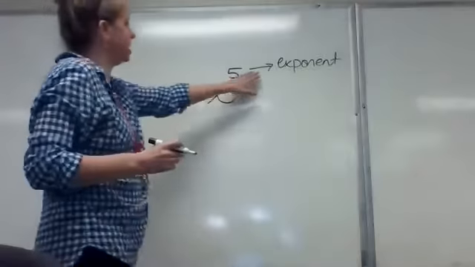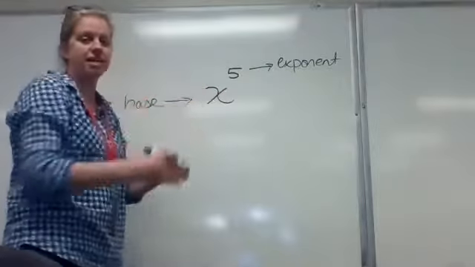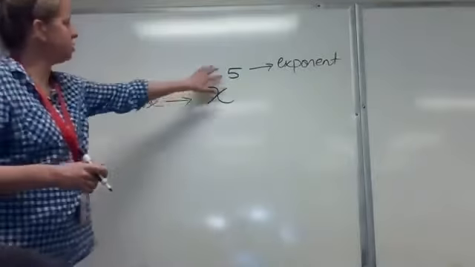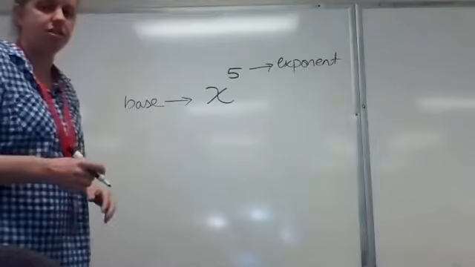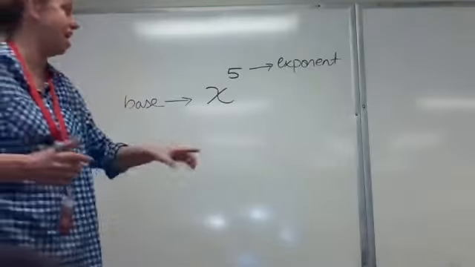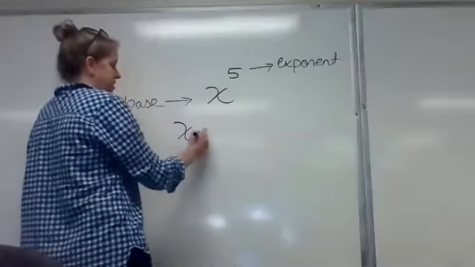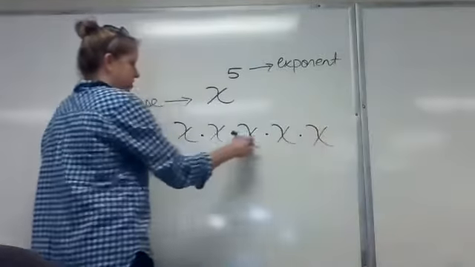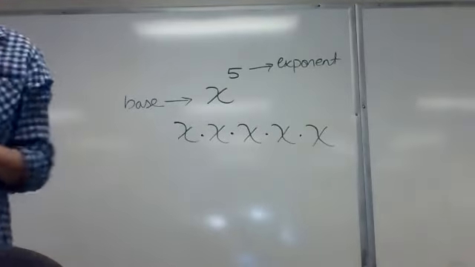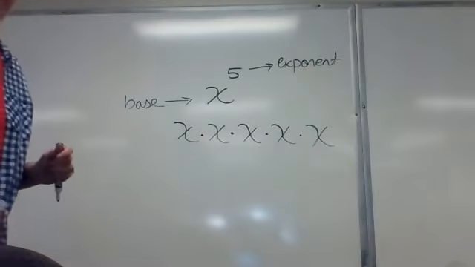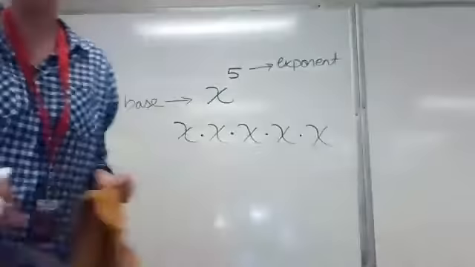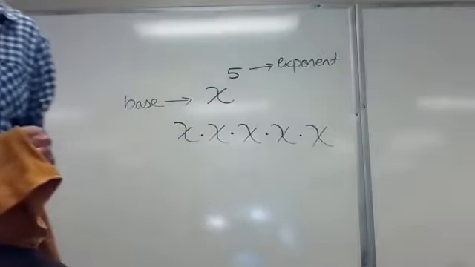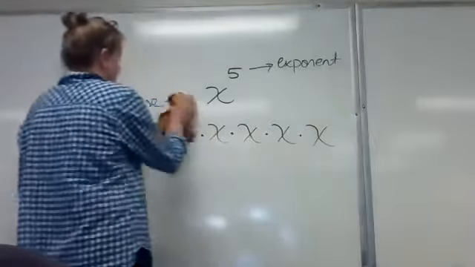What the exponent does is it tells your base how many times to multiply times itself. So this exponent would tell this base to multiply times itself 5 times. If I wrote this out, it would be x times x times x times x times x, 5 times. So that's what the exponent tells you, how many times to multiply your base together. The first couple of problems are just naming the base and the exponent, and then doing the work.